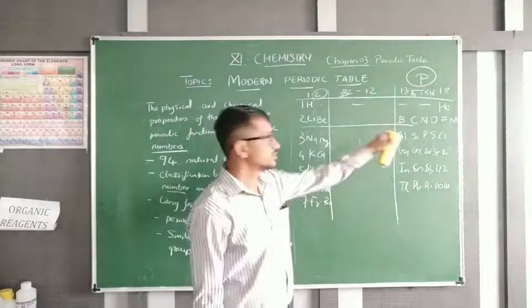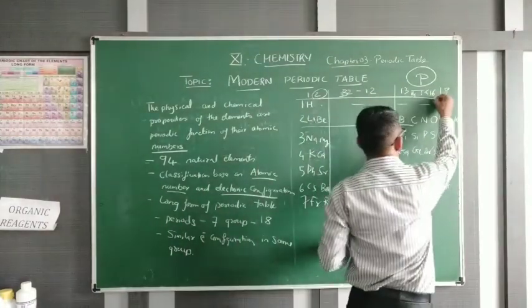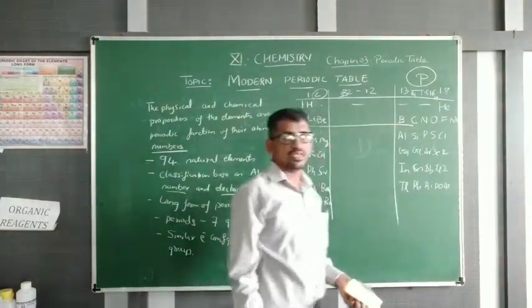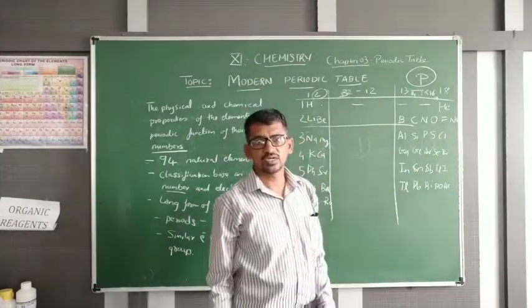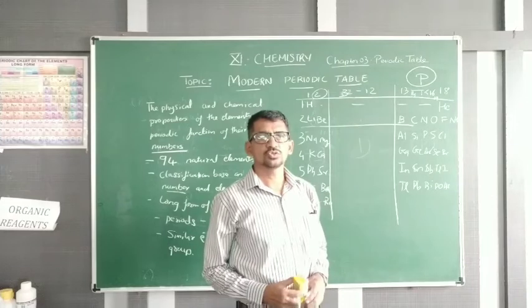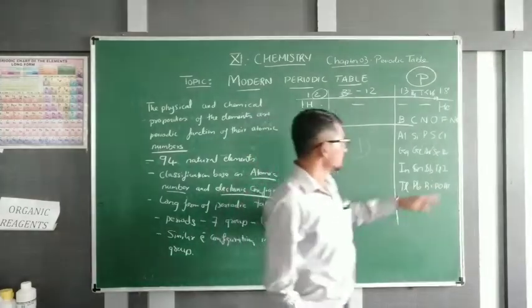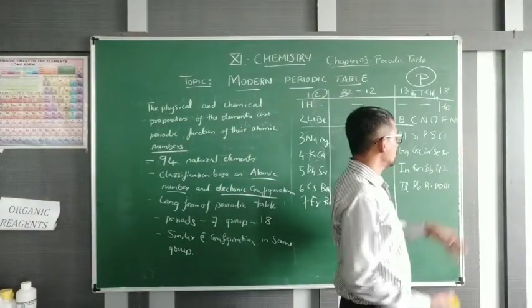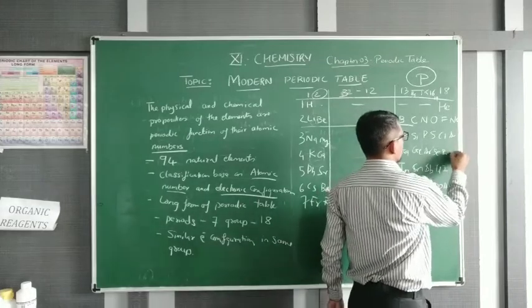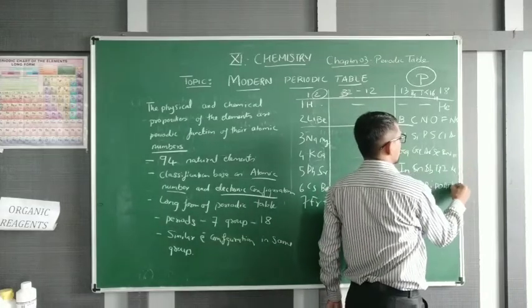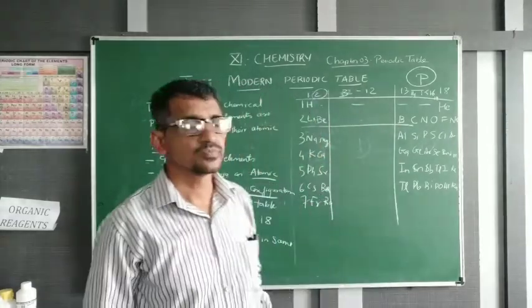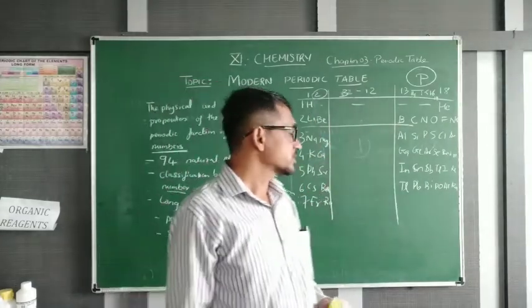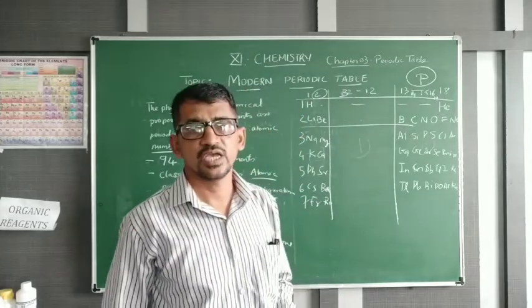Similarly, the last one is the 18 group elements, that is the noble gases. You have to remember all electrons are completely filled in the outermost orbit. So helium, neon, argon, krypton, xenon and radon. Again I revise the elements: helium, neon, argon, krypton, xenon and radon.